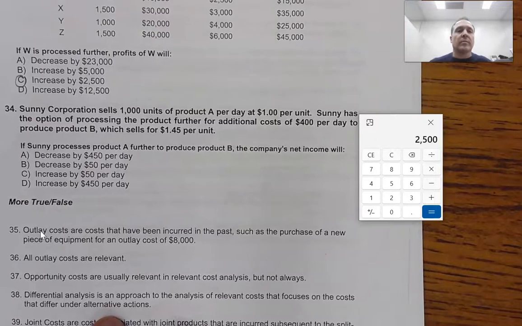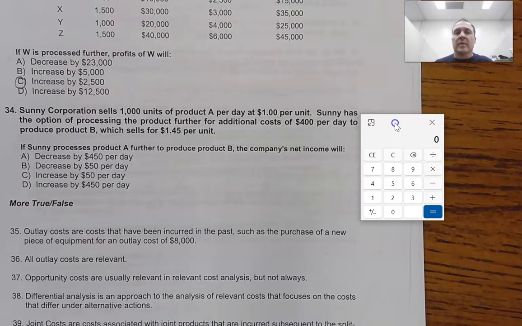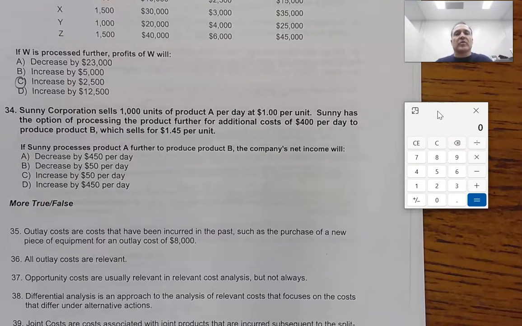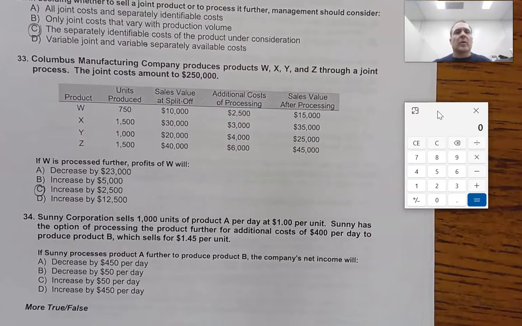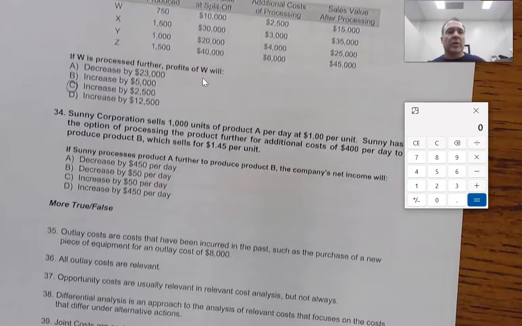Question number 34, let's move this out of the way, is another multiple choice question that requires, oh, by the way, let me move back up here real quick. Notice joint cost amount to $250,000. We did not even remotely start to consider that in question 33, and that's because it's happened already. Doesn't matter what we do, right? Okay, just wanted to reiterate that.